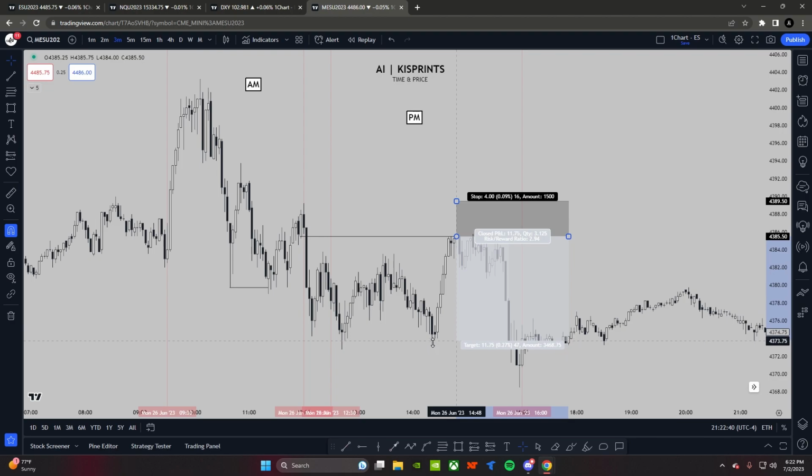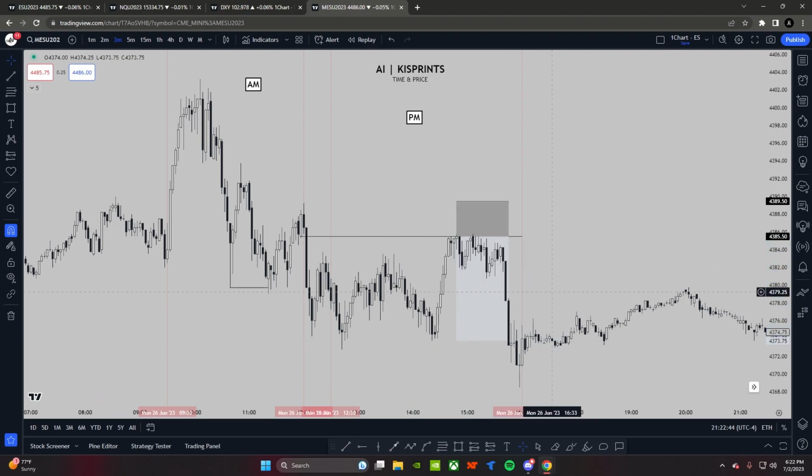Four-point stop, targeting low-hanging fruit. Call it a day right there. So those are your steps for an order block.